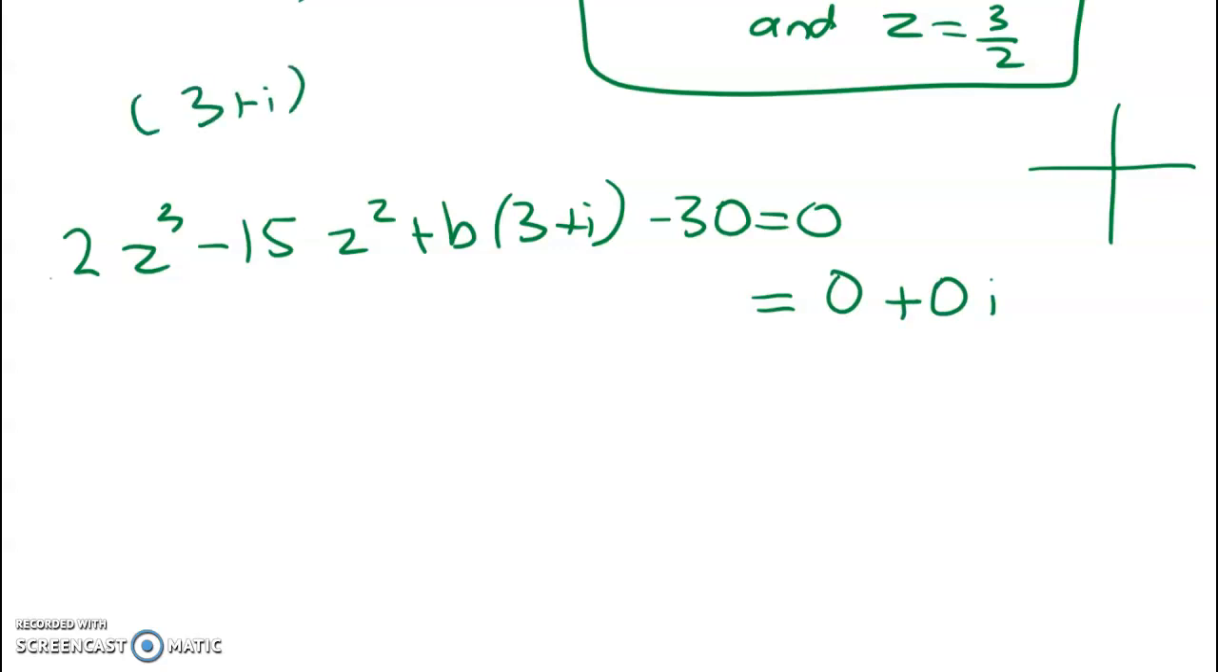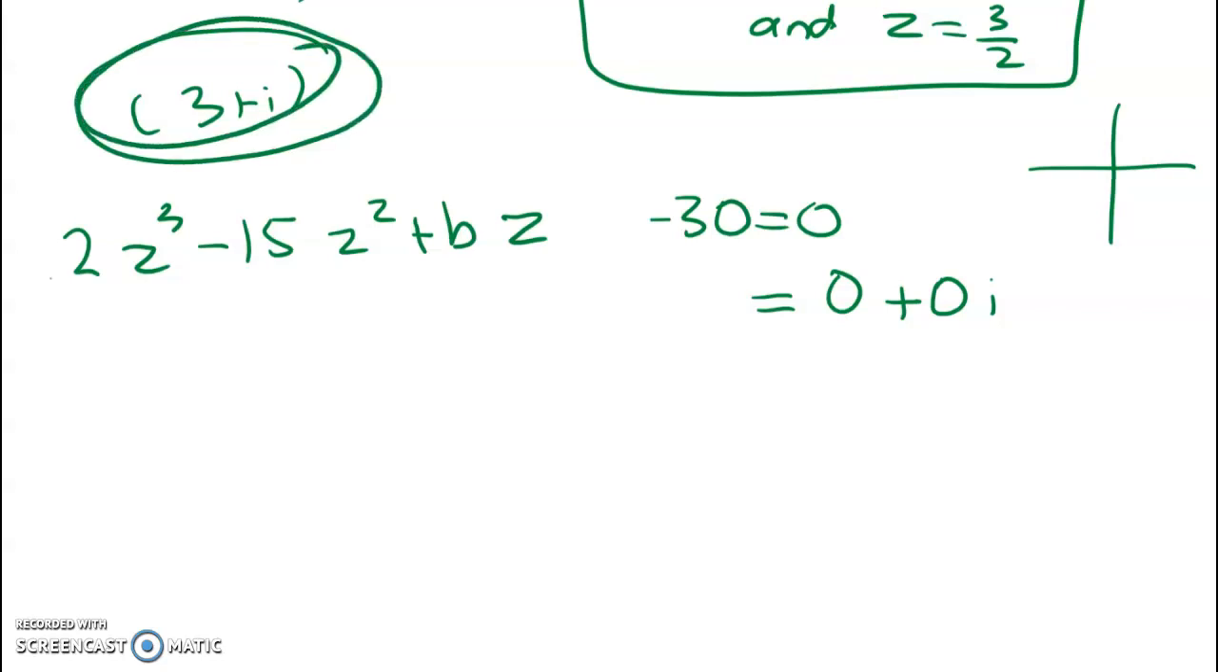I've already half done that. I really am half asleep. Right, let's just back up a step. So there's my equation there, right? So 2z cubed minus 15z squared plus bz. And that has to equal this. Now I'm going to substitute this in wherever I see z.